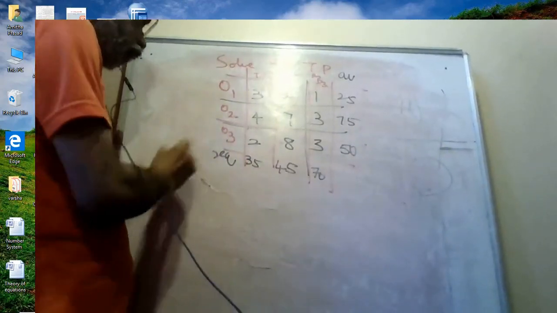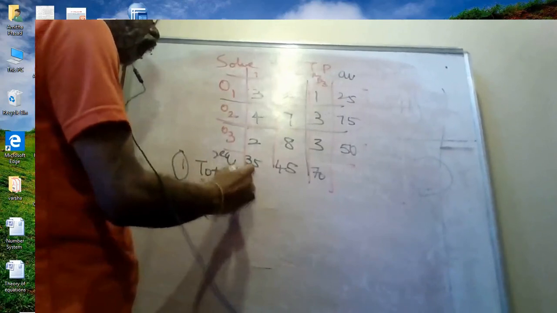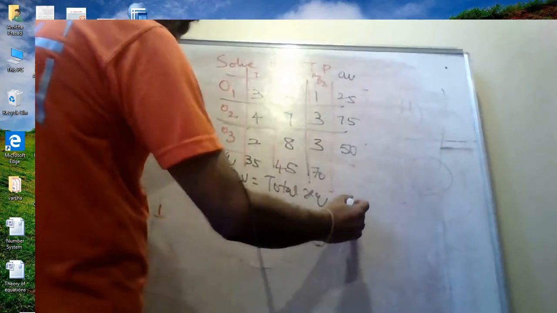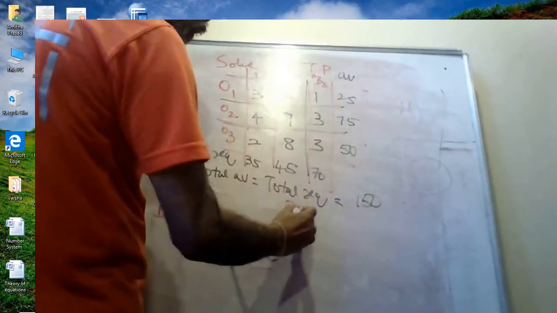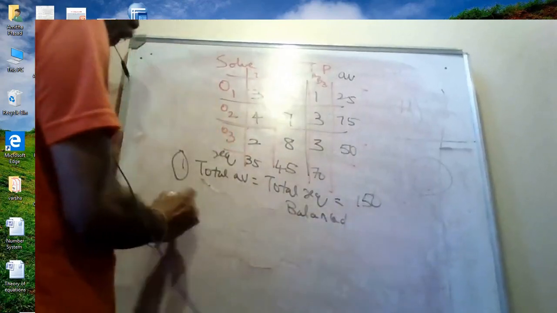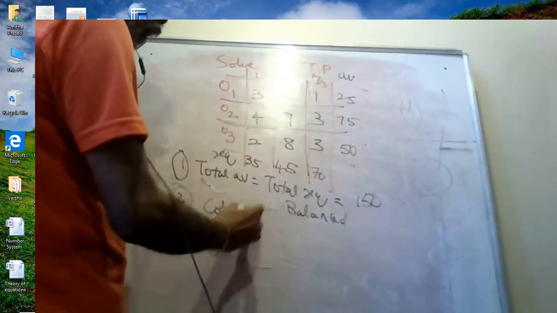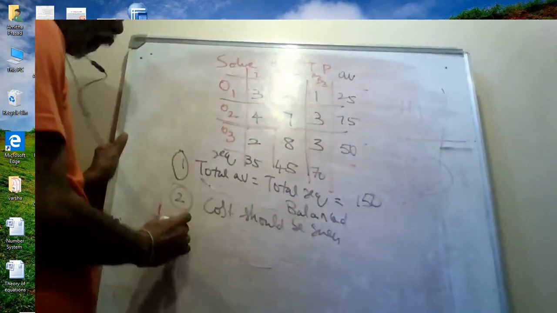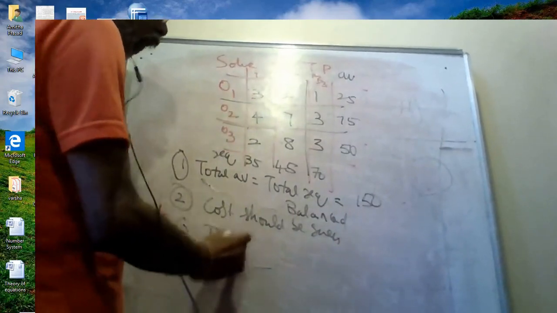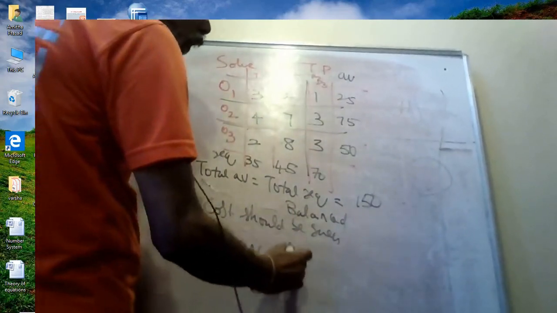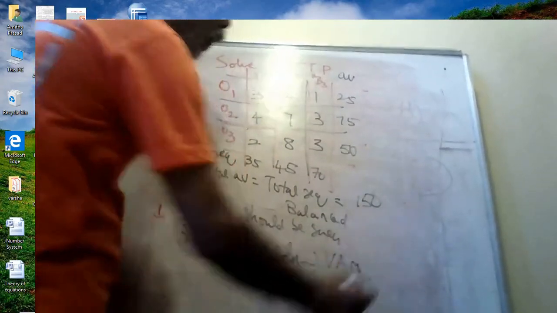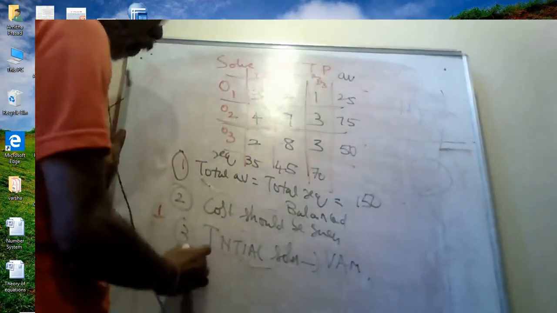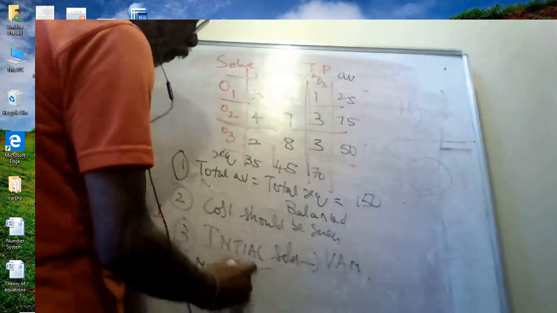So first step, total availability should be equal to total requirements. So you need not worry, it is 150 balanced. Then cost should be given. Then initial solution using VAM. Generally if they mention the method, you should use the same method. Next, MODI method, optimal solution.